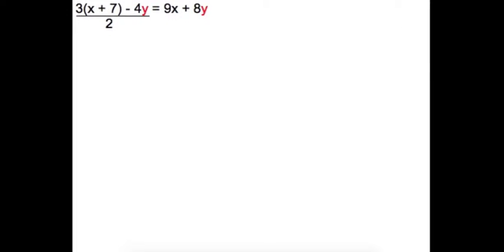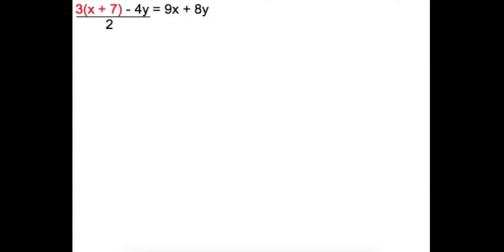Let's take a look at another more complex example. Let's solve this example for y. Notice, once again, we have a y on each side of the equation. Remember, one of the rules to solving equations is to simplify each side as much as we can before we start moving things from one side to the other.